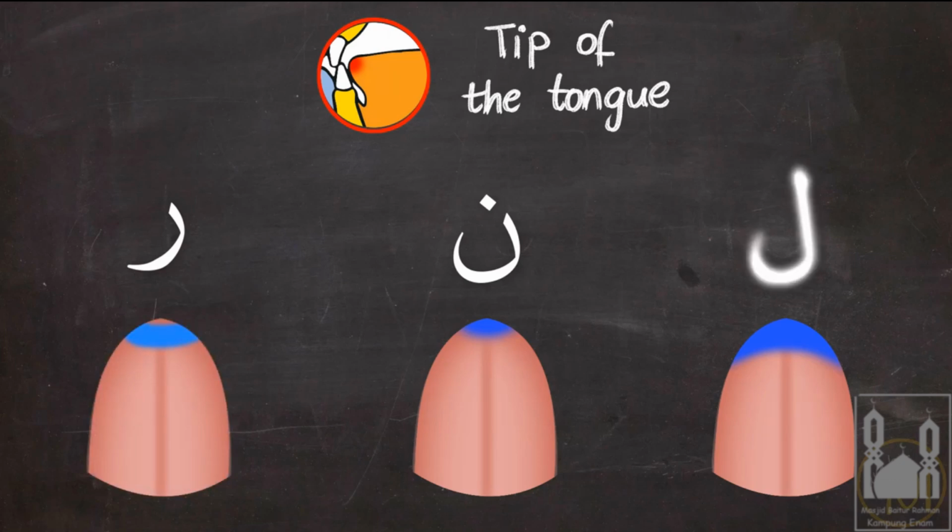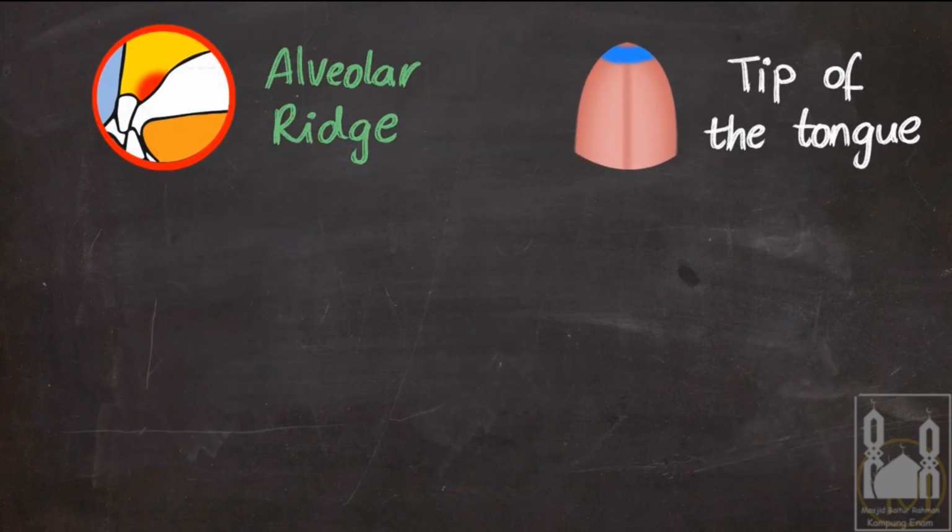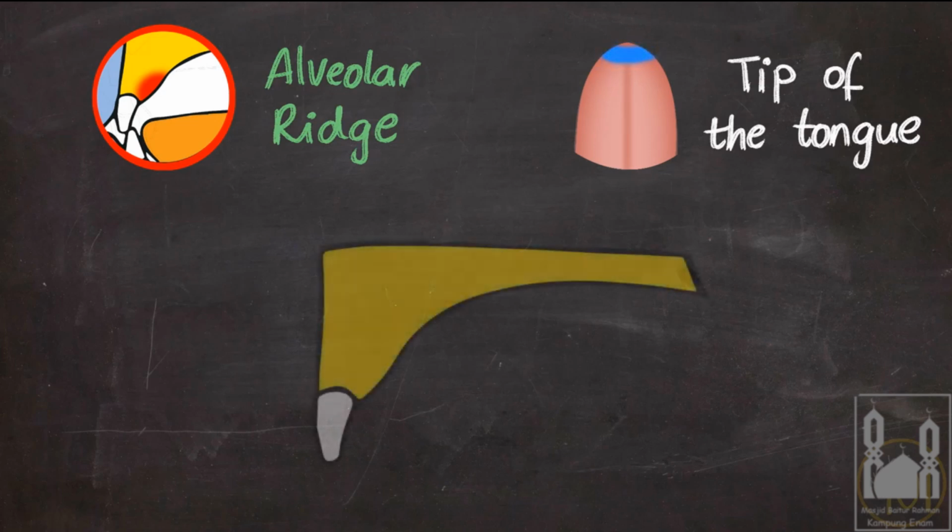The comparison with Lam and Noon, which are produced perfectly by most people, should give you an indication and a reference as to how much of the tip of the tongue should be making contact. So by feeling how much you use for Lam and how much you use for Noon, finding somewhere in between, this is exactly what you need for Ra. Now, for the alveolar ridge. Where exactly in the alveolar ridge should this part of the tip of the tongue be touching? Again, in reference to Lam and Noon.